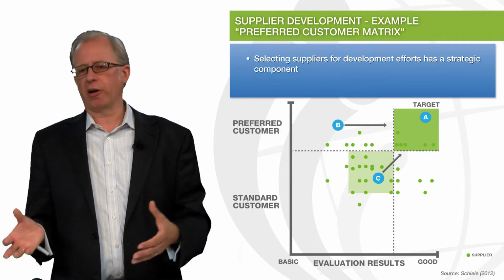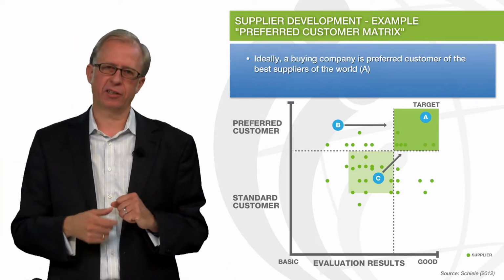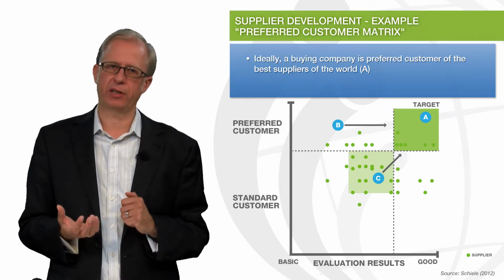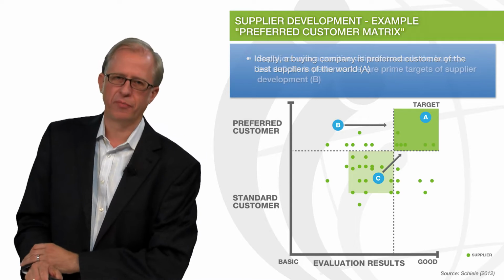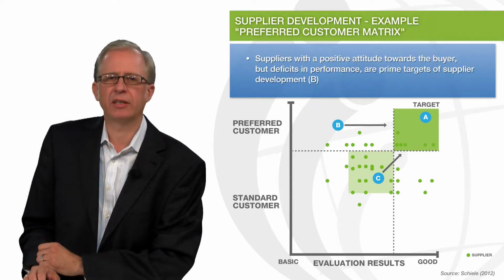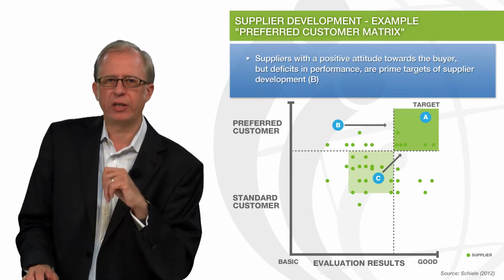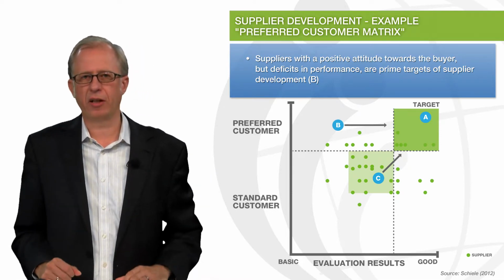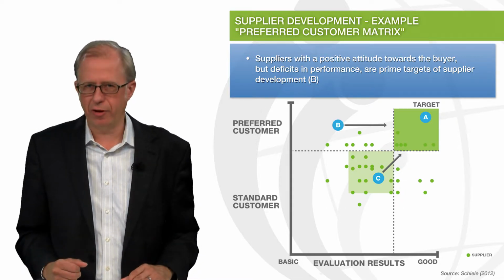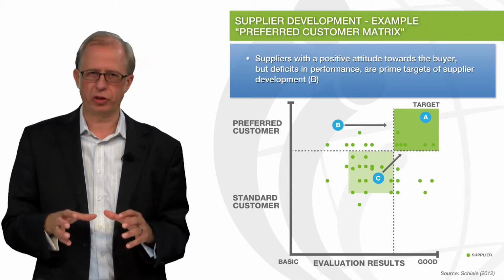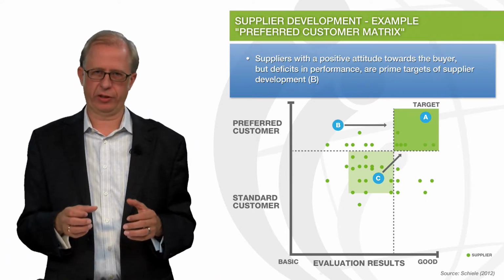That means they are good, ideally the best in the world, and they like us and treat us as customers better than they do others. It is a little bit debatable, also among experts in the field, whether field B, here in the middle of this matrix, could actually be used as a means to improve the relationship with the supplier.